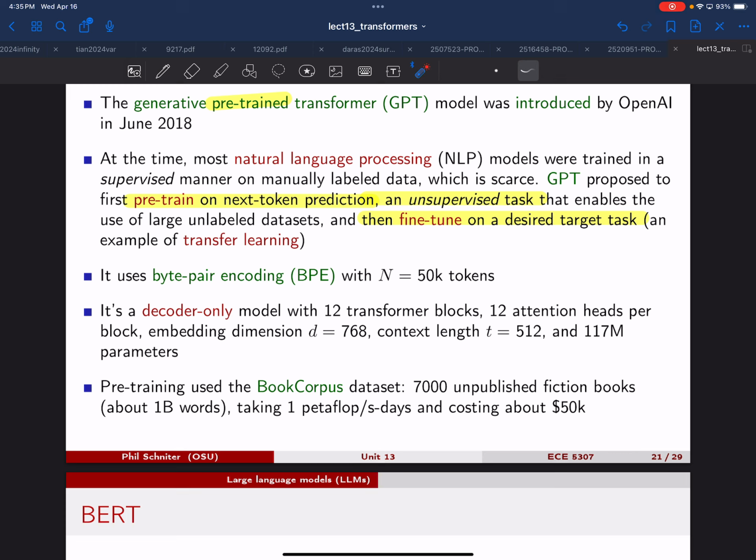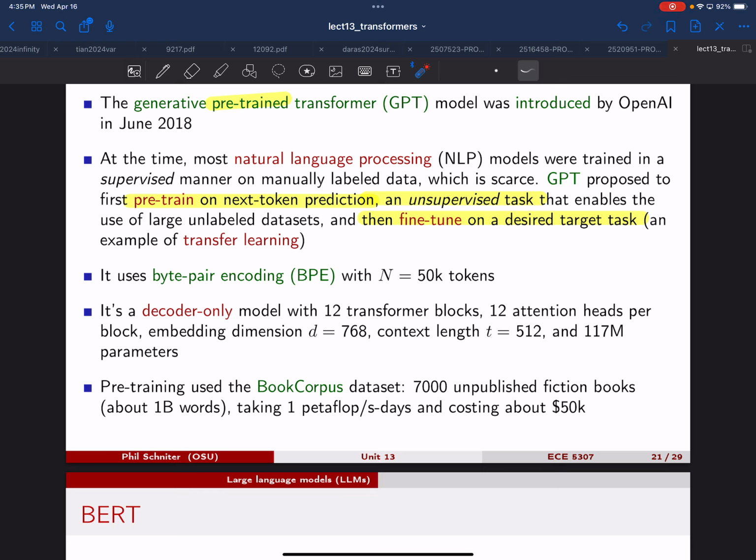So for that pre-training, the data they used was the book corpus dataset, which contained 7,000 unpublished fiction books, a total of about 1 billion words. And the total amount of training compute is often described in kind of a strange way.